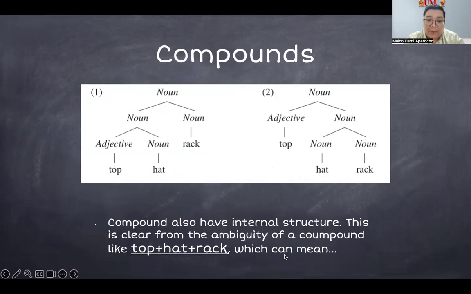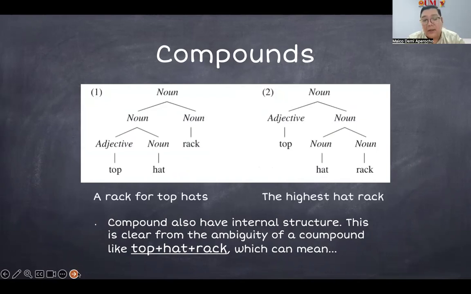This is clear from the ambiguity of a compound like top hat rack, which can mean a rack for top hats. But if it's the other way around, the top hat rack, well, with the way we structured this one, it could mean the highest hat rack. So again, the way we parse our words will heavily depend on the intended meaning. Or when we parse it without even having the knowledge of the intended meaning, our parsing can produce a meaning the way we want it to be understood by people.